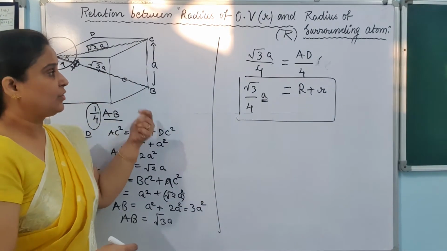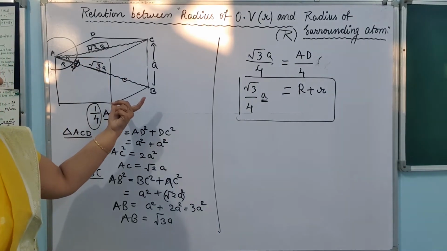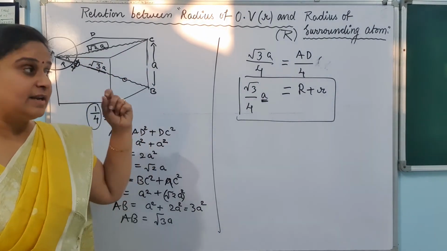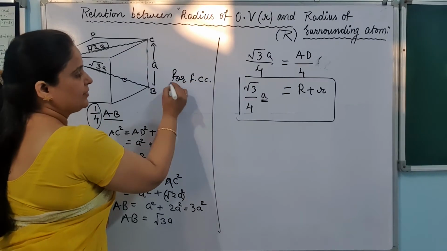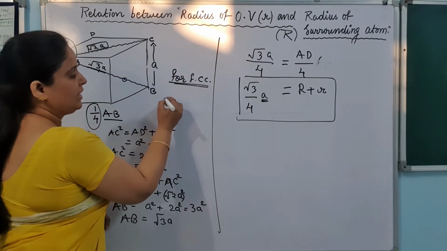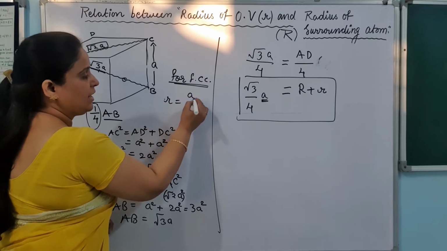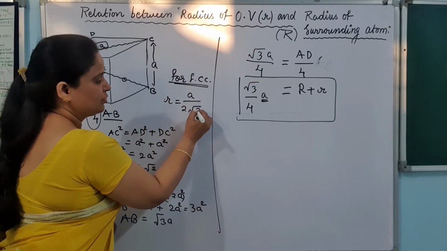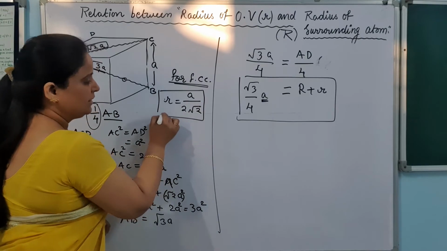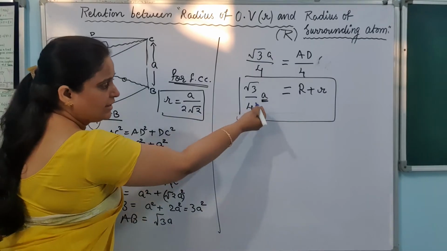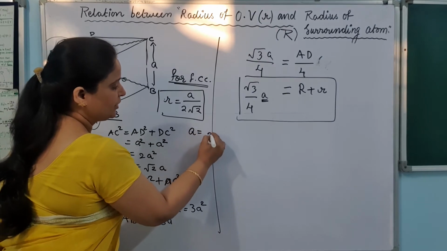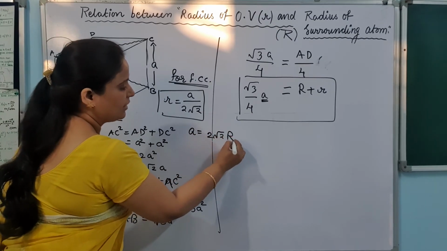Now what type of unit cell is it? The unit cell is FCC. And for FCC, R is equal to a upon 2 root 2. This we have already done. So R equals a upon 2 root 2. We have to put a, so a equals 2 root 2 R.